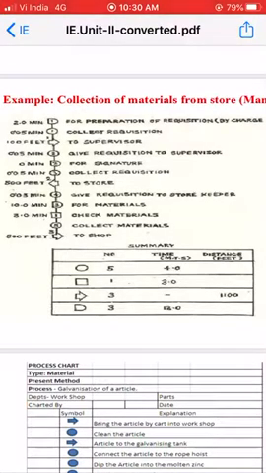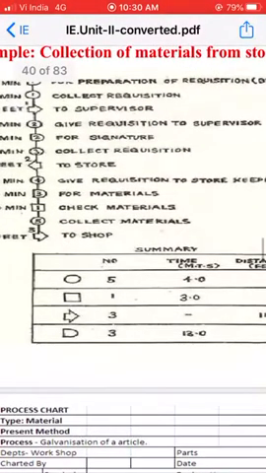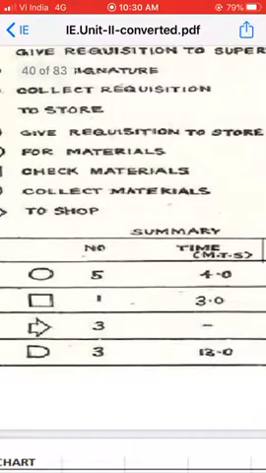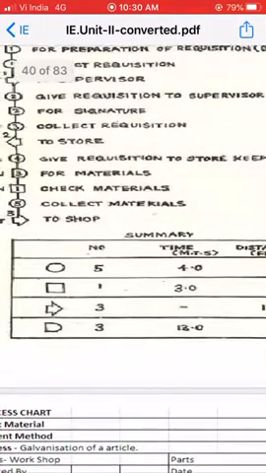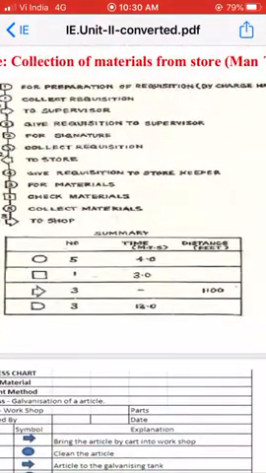And this is the summary, because as we know, how many activities related to operation are recorded, that is 5. Inspection related activities are recorded equal to 1. Transportation related activities recorded equal to 3. Delay related activities are recorded equal to 3. Similarly, we need to record all the times required.